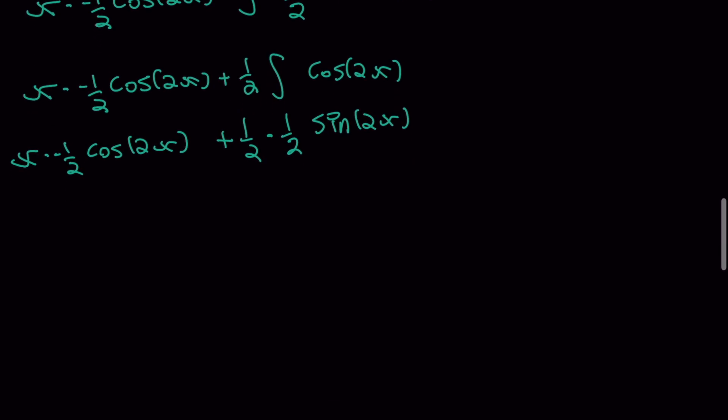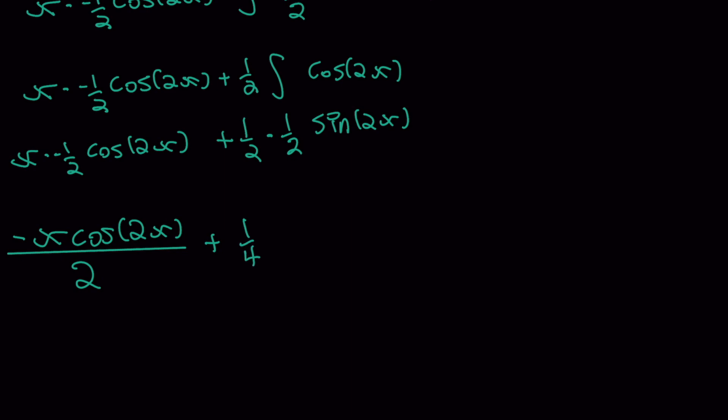Now let's just simplify this, okay? It's going to be negative x times cos 2x all over 2, plus 1 times 1 is 1, 2 times 2 is 4, 1/4 sine 2x plus C.